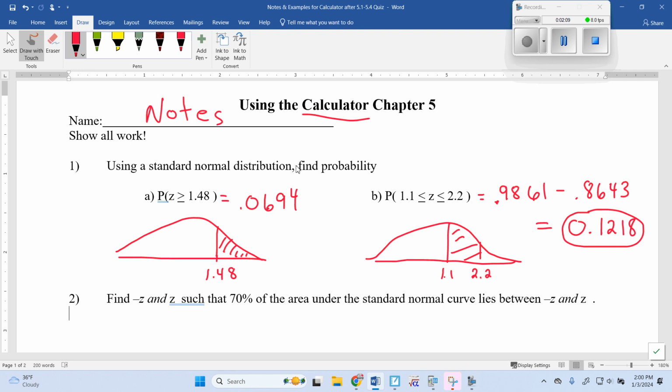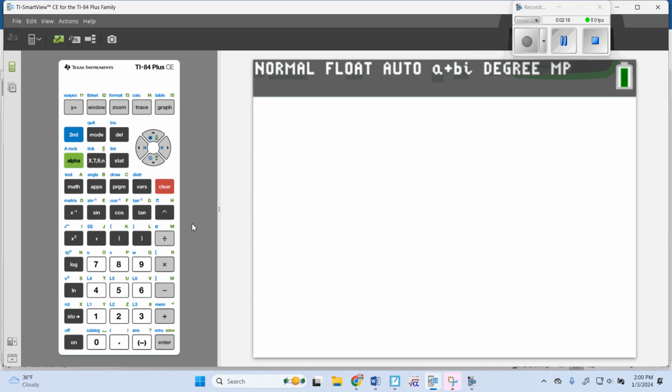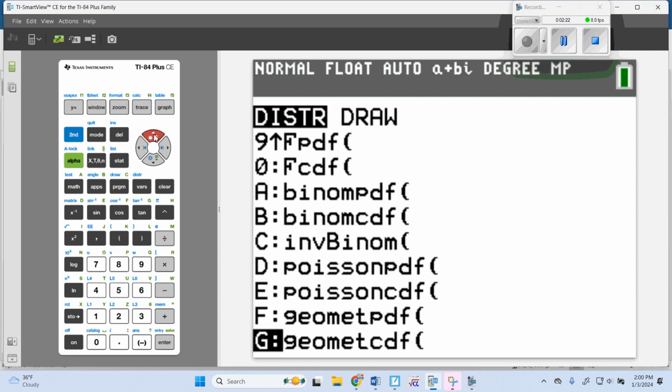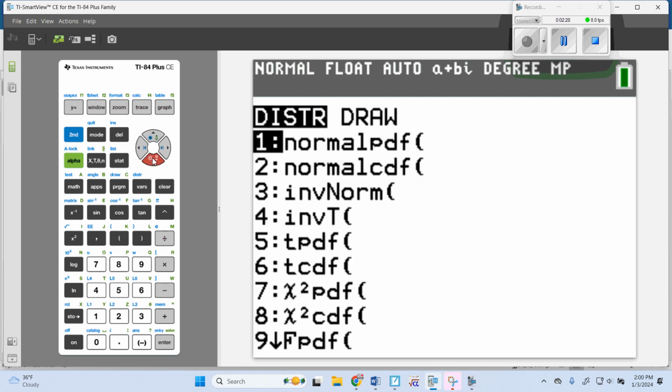So now let's look at how we can do those by using our calculator. If we go to our calculator, we're going to use the distribution. And if you remember, we were here before. If we went to the bottom, we had our binomial and our Poisson and our geometric. Now we're going to be at the top. Because we have a continuous probability distribution, we are not going to use normal PDF. We're going to use normal CDF.